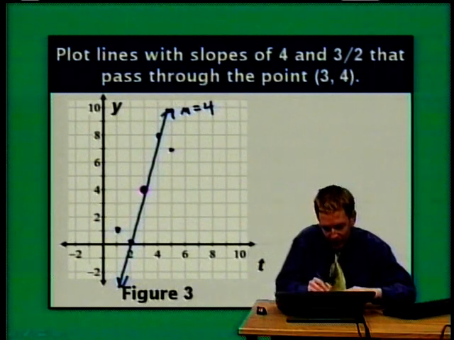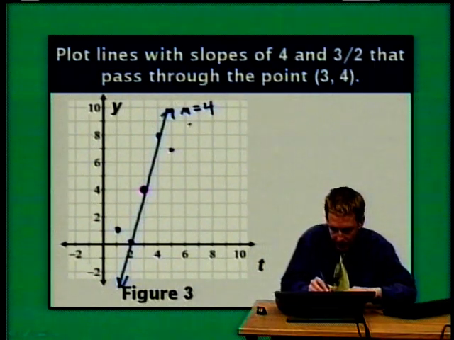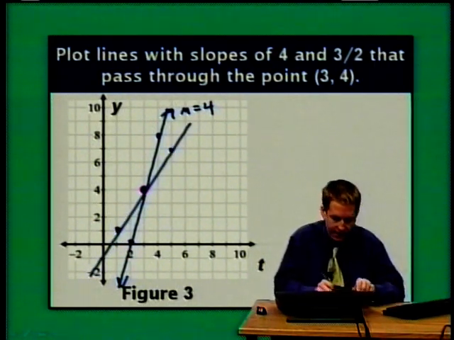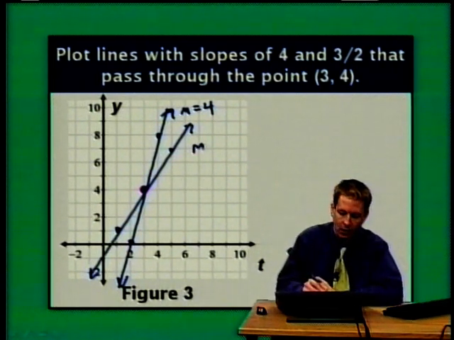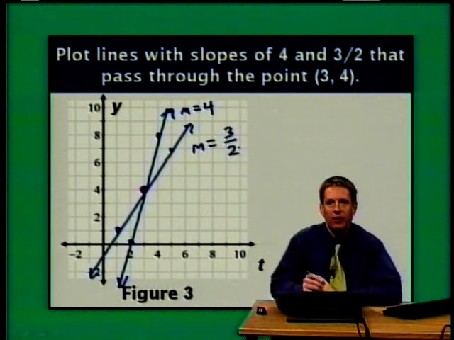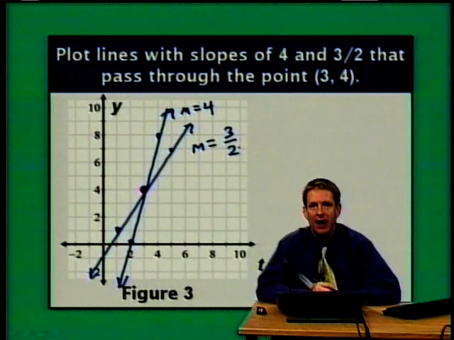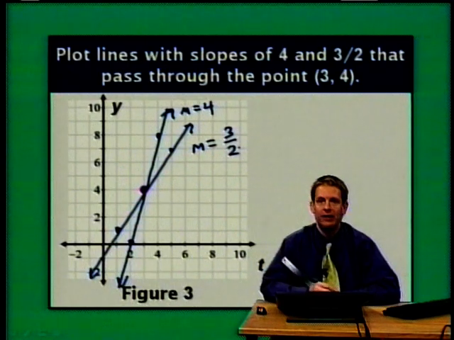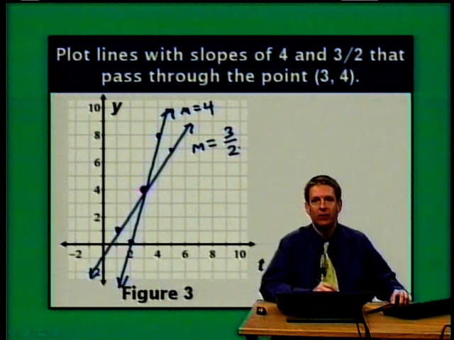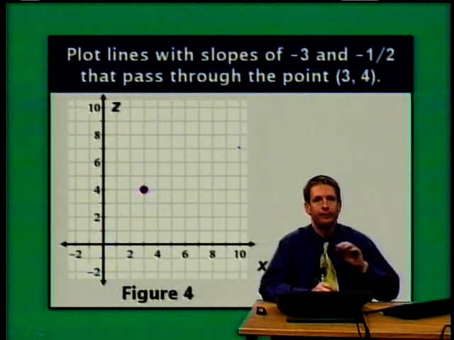Let's get out our ruler. And sure enough, those 3 points connect to a line. The slope of this line is 3 over 2. 2 lines with positive slopes, 2 lines that increase from left to right. Lines with positive slope always increase from left to right.